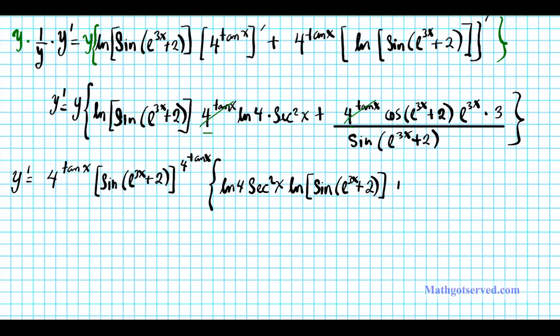And then on the right side of the plus, if you notice, the arguments of our sine and cosine functions are identical. So we can use a trig identity, namely the quotient identity, to write this as cotangent of e to the 3x plus 2 times 3e to the 3x. All right, so there goes your final result. Go ahead and box it.